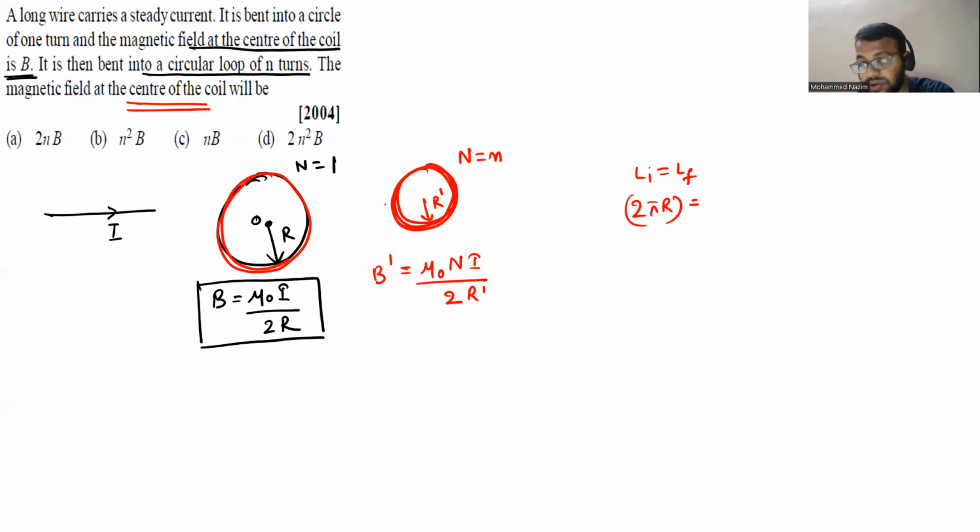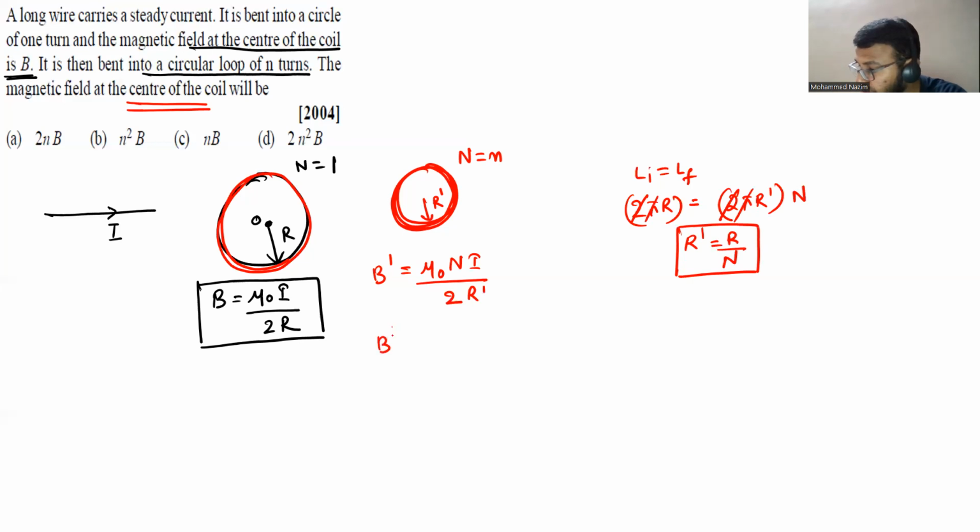In the second case, no doubt it is 2 pi r dash, but like that, n circles are there. For one circle, it is 2 pi r dash. Like that, n circles are there. So 2 pi r dash multiplied by n. So 2 pi will cancel. Therefore, r dash is going to be equal to r divided by n. r dash is going to be r by n.